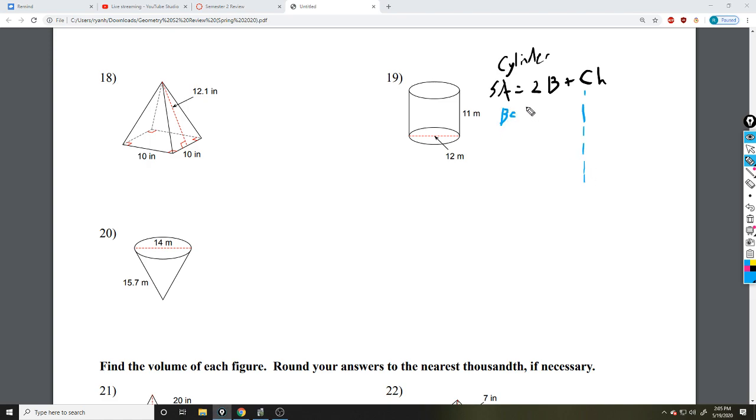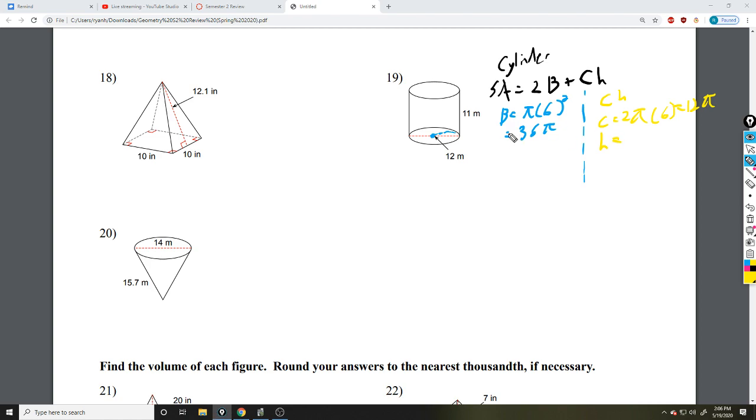Area of the base is pi times the radius squared. So our radius here, careful, it's the distance from the center out to a side. So if the entire thing is 12, then halfway across would be 6 squared. 6 squared is 36 pi. That's our area of the base. And then circumference times the height. We want circumference, which is 2 pi times the radius. So 2 pi times 6, that's 12 pi.